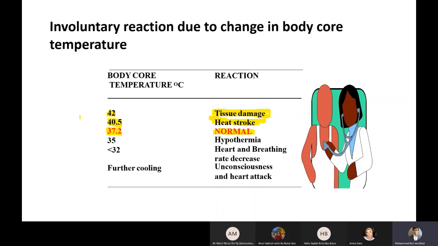At 35, hypothermia. Hypothermia is a temperature below this. When you have a temperature of 32, this is already damaging. Further cooling leads to unconsciousness. So this is the temperature condition. Make sure you calibrate your thermometer all the time.